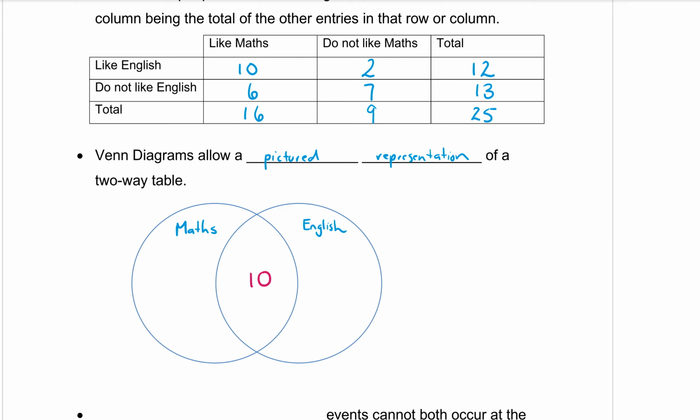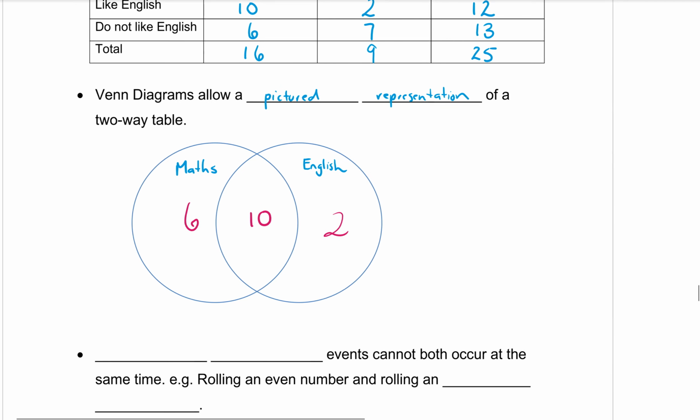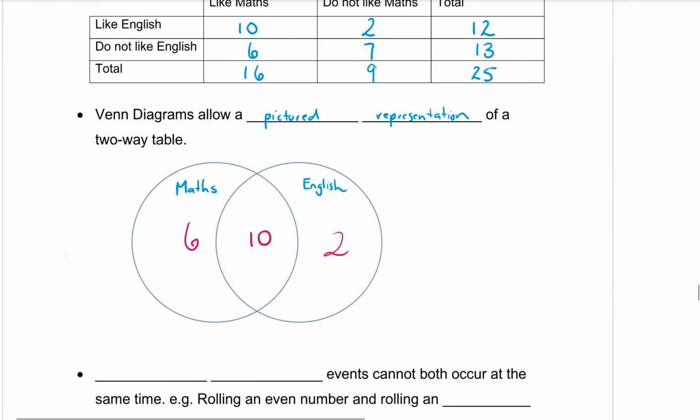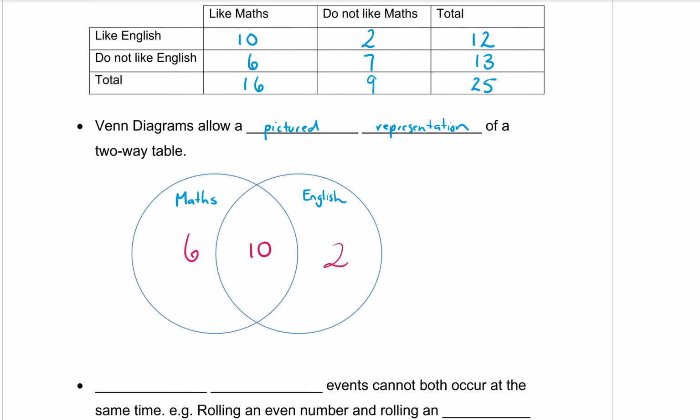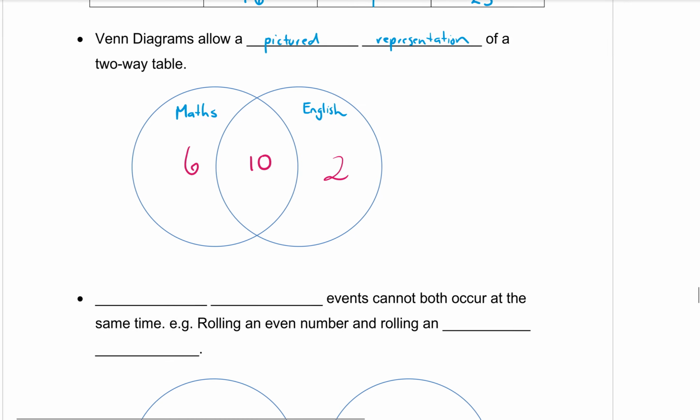Okay, then this part of the English circle will be people who liked English but didn't like maths. So like English but do not like maths, there was 2 people. This part of the maths circle is people who like maths but not English. So like maths is here, do not like English is 6 people. Okay, then there is often a number that is outside the 2 circles. We write it out here on the corner, which is people who do not like maths or English. So this 7 here, we write that down here, 7.